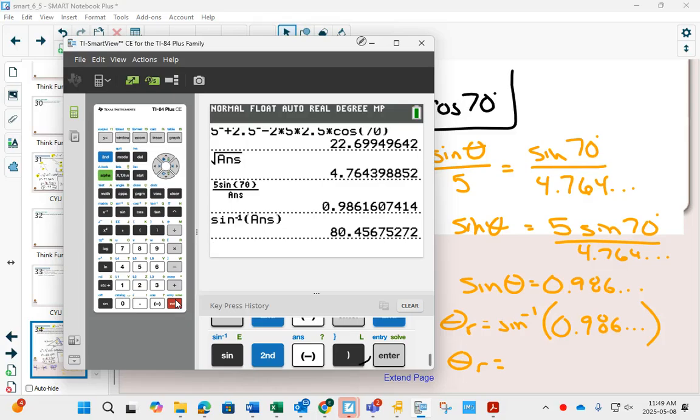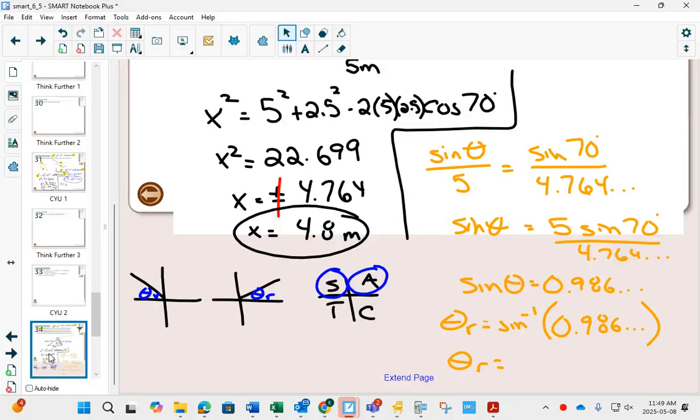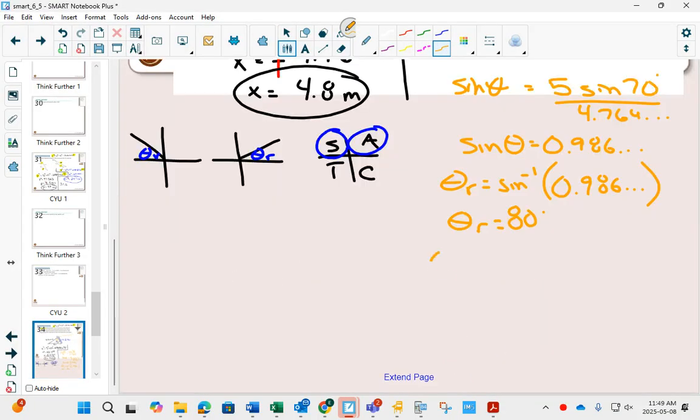The question asked us to round to the nearest degree. So then my reference angle is 80 degrees. And my actual angle is 80 degrees in quadrant 1. What would it be in quadrant 2? 180 minus the 80, 100 degrees.